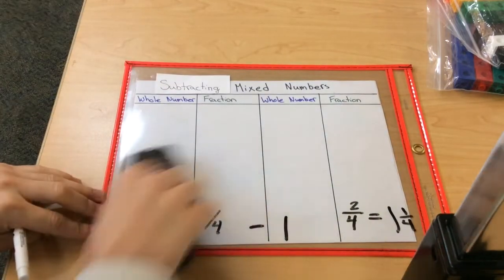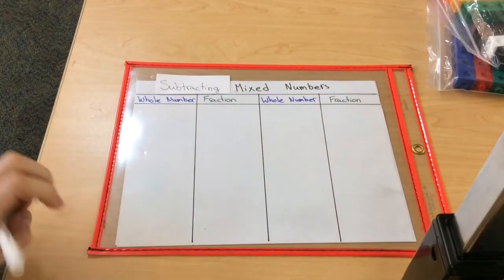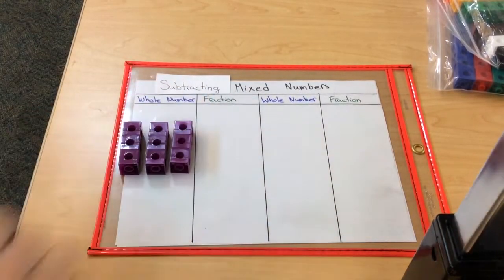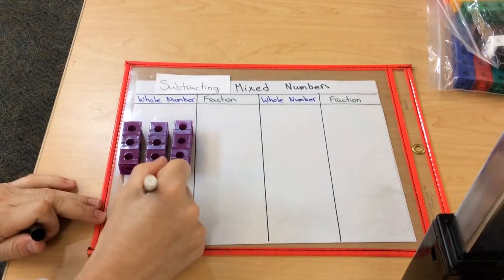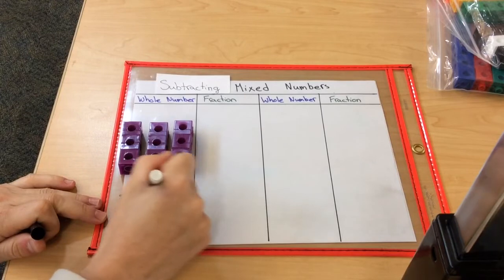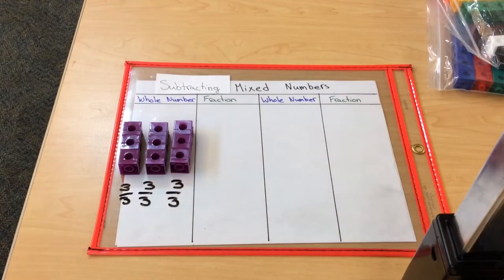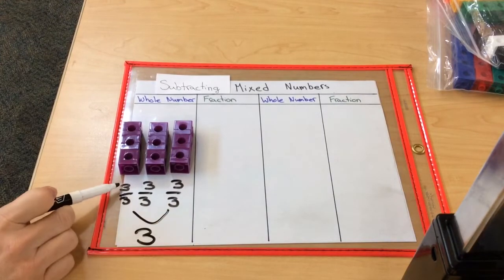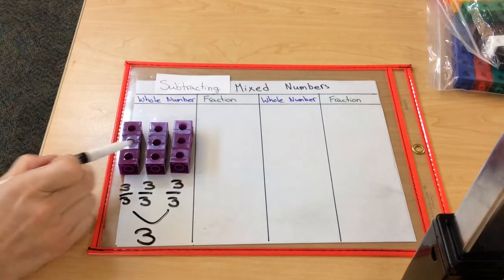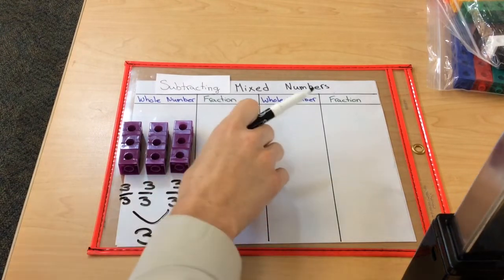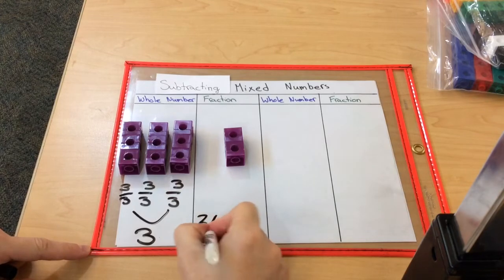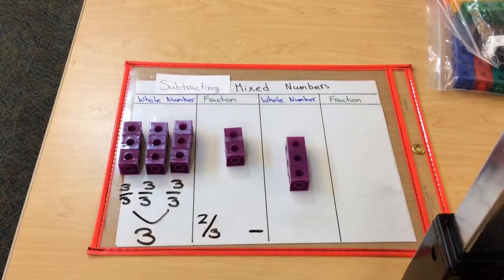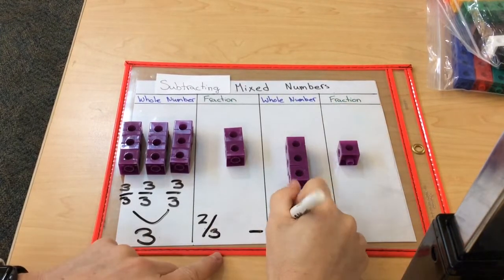I'm going to do another example here. Instead of having 4 in our denominator, we are going to have 3 in our denominator. So here I have 3 groups of 3/3. Okay? And when I put those together, they make 3 wholes. Whenever the numerator is the same as the denominator, it's equal to 1. So I have 1, 2, 3. My fraction is 2/3. I'm going to be subtracting 1 and 1/3.